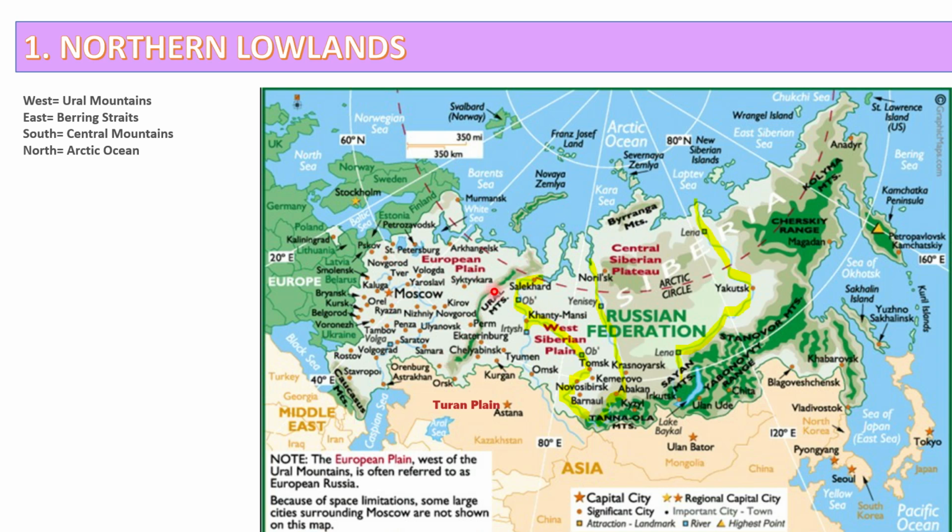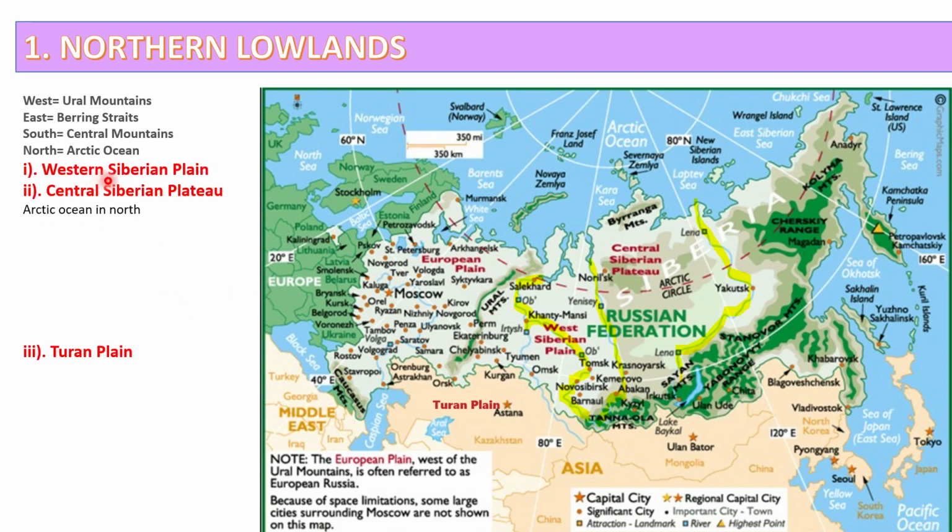The Ural Mountains are on the west of the Great Siberian Plain, the northern lowland. These Ural Mountains separate Asia from Europe. This part of Russia is in the European continent and this part of Russia is in the Asian continent. Both are separated by the Ural Mountains.